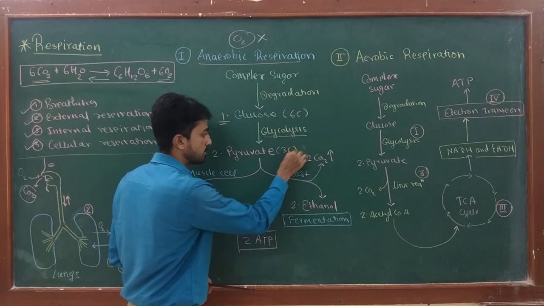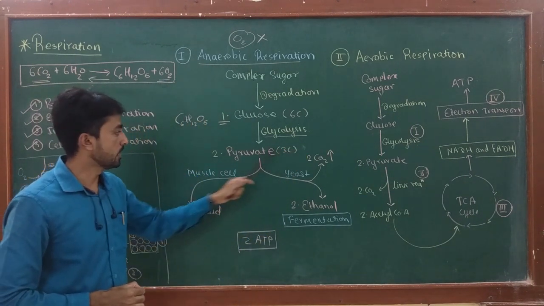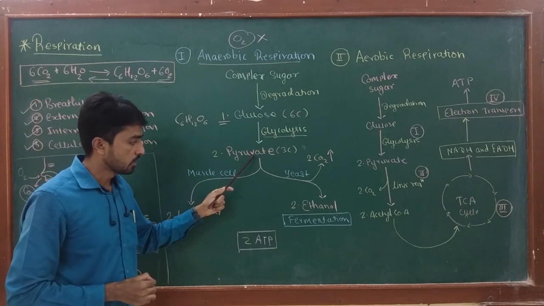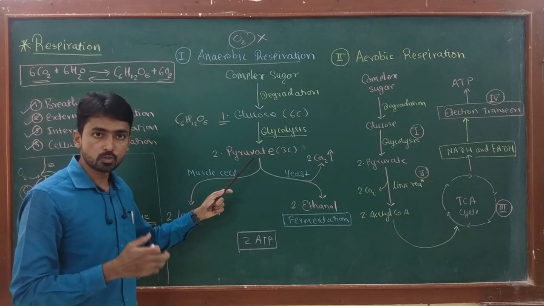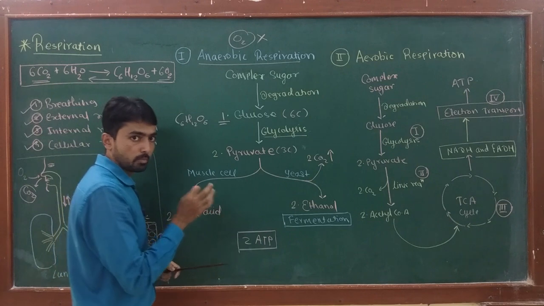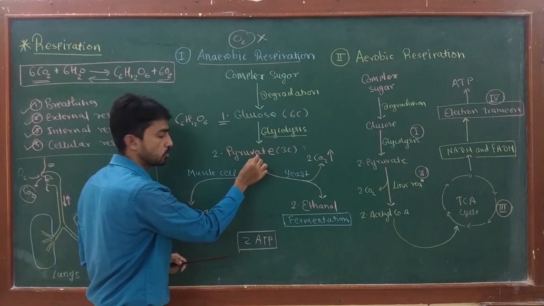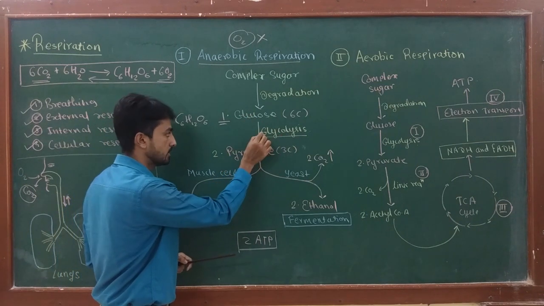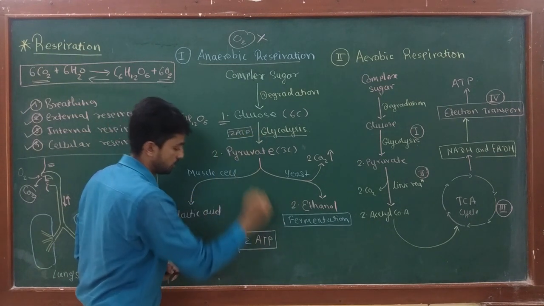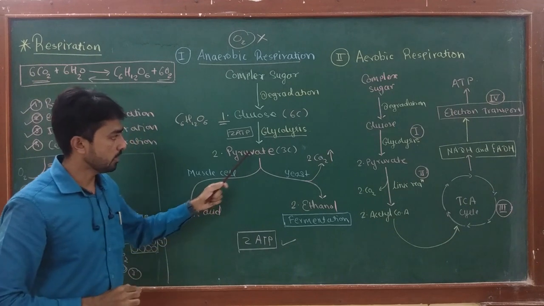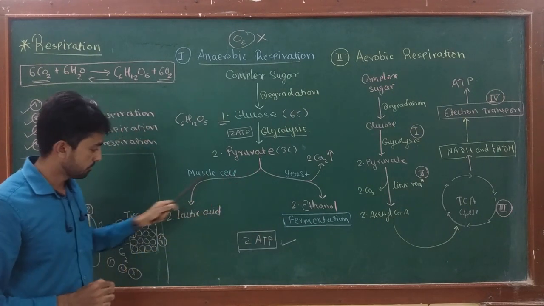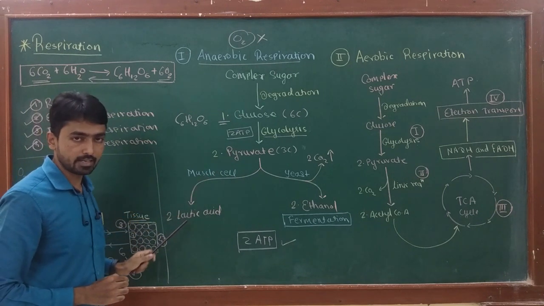Each molecule of pyruvate is a 3 carbon compound. So 3 into 2, 6 carbon. Now this pyruvate produced is going to choose 2 different routes at the time of anaerobic respiration. You have to remember that glucose is converted into pyruvate in glycolysis. In this process, 2 ATP are produced. Now, the pyruvate, which is a 3 carbon compound, either undergoes fermentation or lactic acid is produced from the pyruvate.